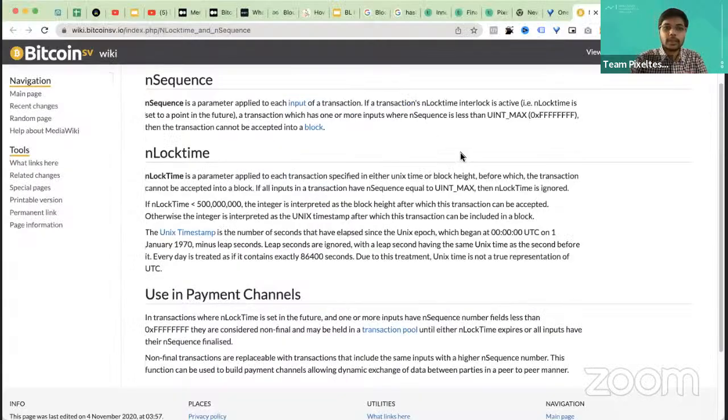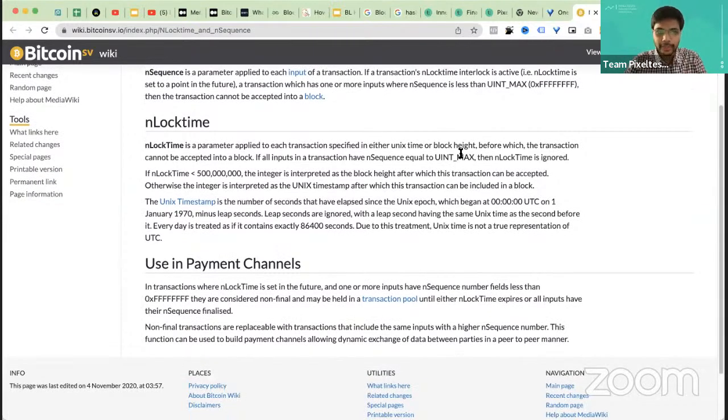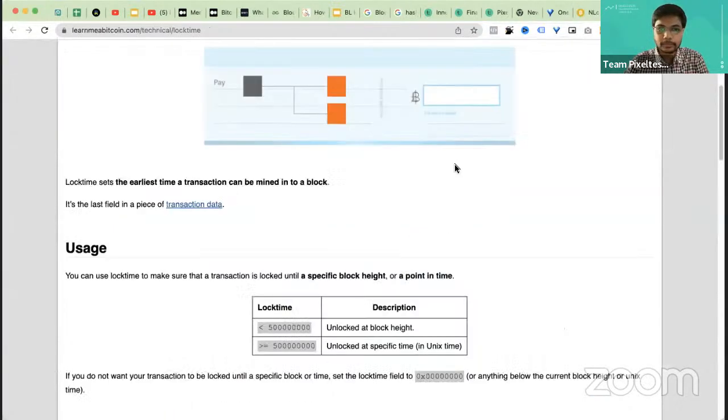Great. So we have seen the definition of nLockTime. Basically, nLockTime is one of the parameters applied to each transaction. It is specified in two ways. One is the Unix time or the block height, right? So this is what we have understood previously.